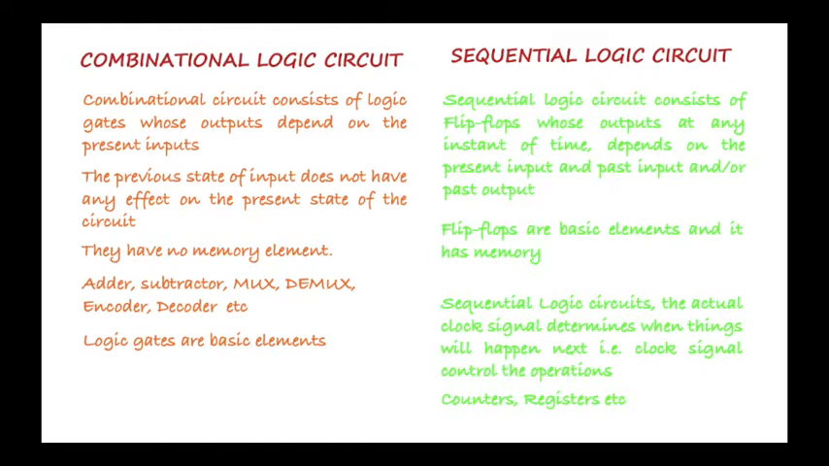So let's discuss the basic gates, which are the basic elements of combinational logic circuits. There are three different types of basic gates. The three basic gates are the AND gate, OR gate, and the NOT gate.